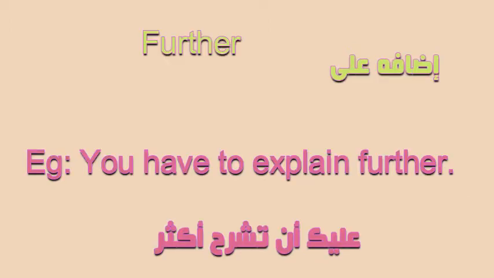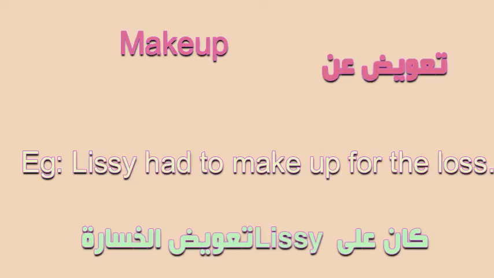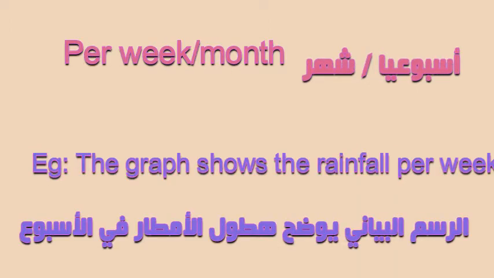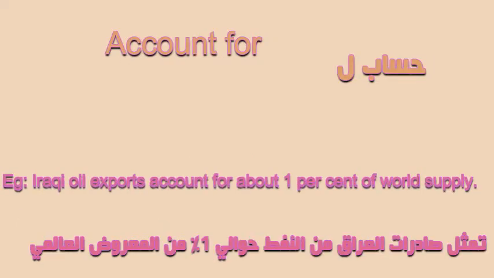Further. You have to explain further. Make up. Lizzie had to make up for the loss. Per week, a month. The graph shows the rainfall per week. Account for. Iraqi oil exports account for about 1% of world supply.